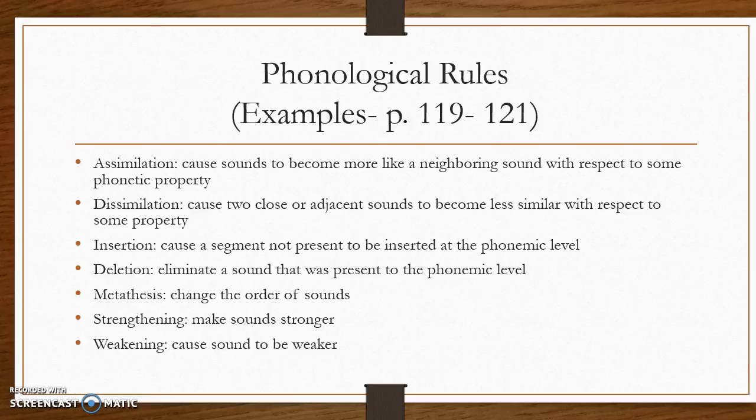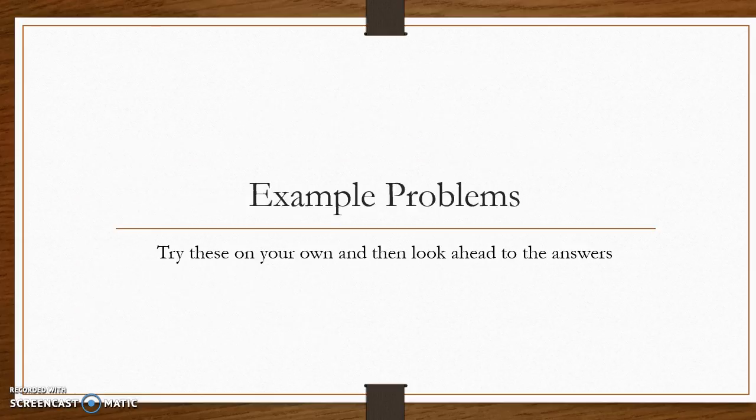There's different phonological rules, and they're further explained in your book with lots of different examples. So assimilation is when sounds are near each other and they become more like their neighboring sound. Dissimilation means two closer adjacent sounds become less similar with respect to some property, maybe voice, maybe bilabial, any different natural class. Insertion is when a segment that's not present is inserted at the phonemic level. Deletion is when a sound that is present is deleted. Metathesis is the change in order of a sound. Strengthening makes one sound stronger, and weakening causes a sound to be weaker. So please look in your text as you're reading and look at the different examples for this.